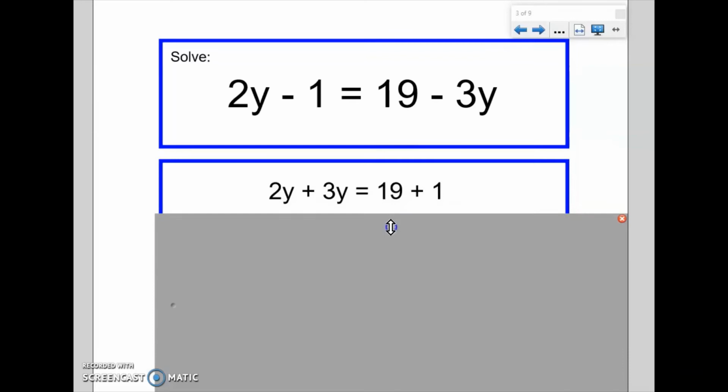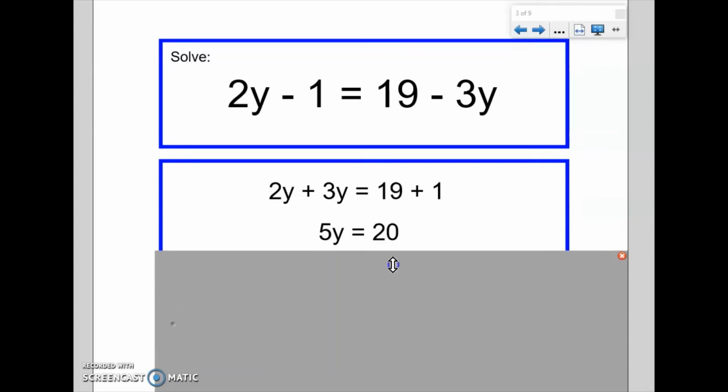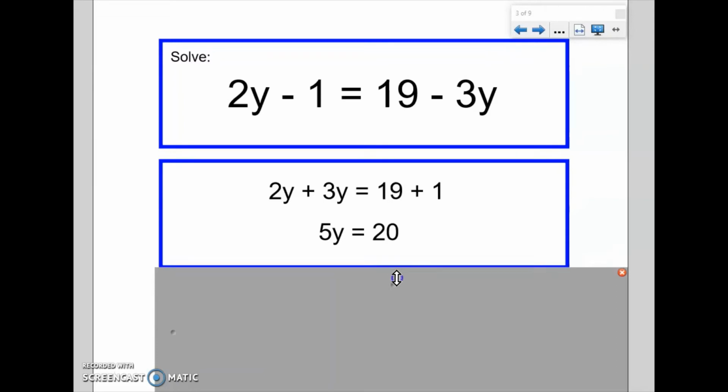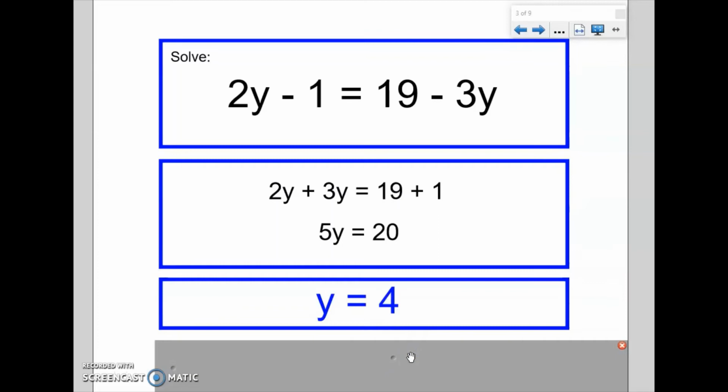My next line of algebra looks like that, which I can then simplify to 5y equaling 20. Now I'm left with a one-step equation, which will be 20 divided by 5 to give me the value of y equaling 4. Again, we could use substitution to confirm our answer.